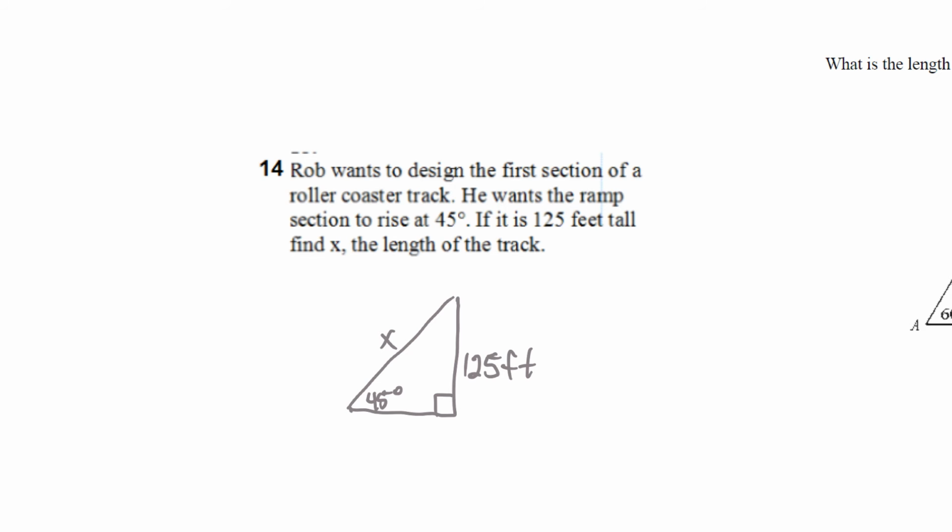45, 45, 90. So we know one of the legs. How do I find the hypotenuse? Times square root of 2. So 125 times the square root of 2, 176.78.